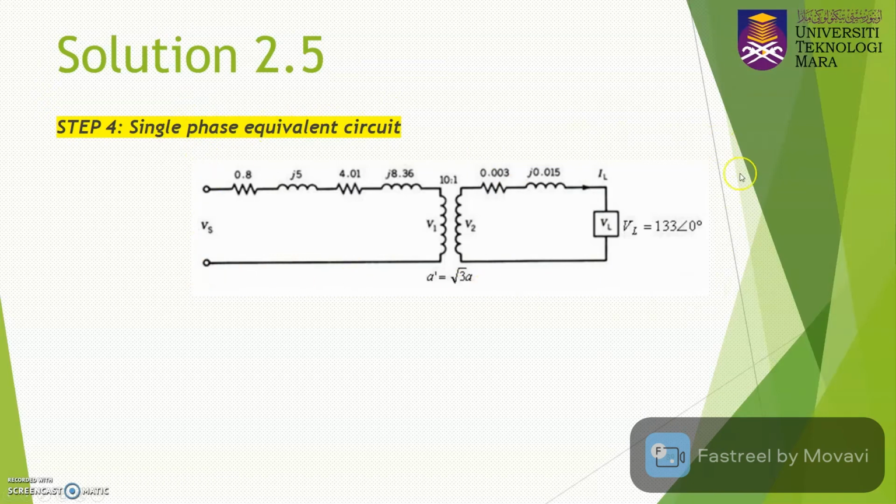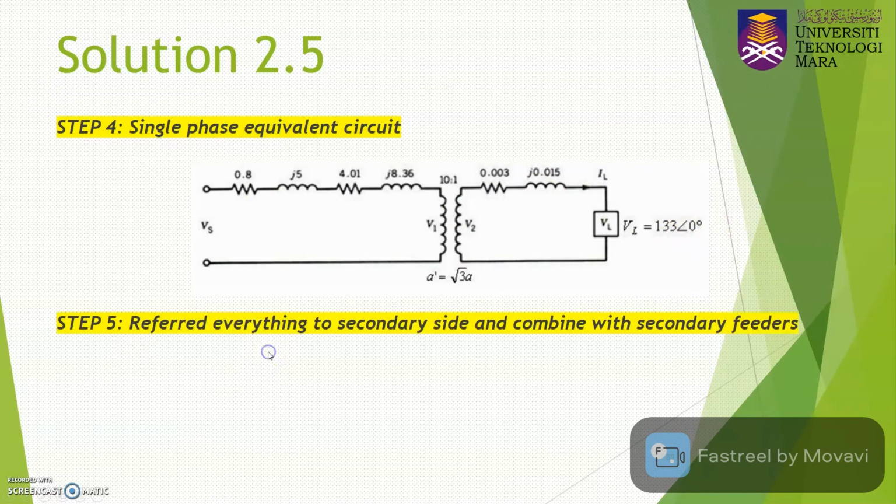This is the single phase equivalent circuit where you have a V supply, and then this is the value of the feeder. Then this is the value of the equivalent circuit that refers to the primary side, and this is the winding of your 3-phase transformer, where A prime is given by square root 3 A, so A prime is equal to 10. This is the value of your feeder at the load. This is your load, where VL is equal to 133 angle of 0.